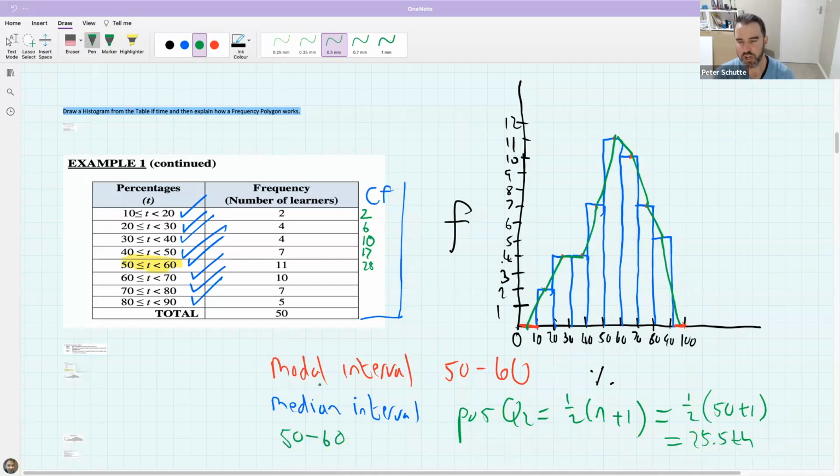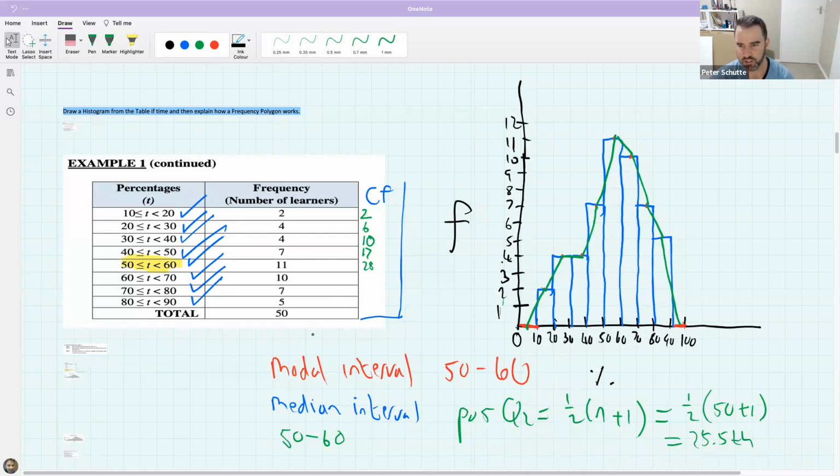Linda, we're going to do ogives after this. The difference between this and ogives is that ogives have the cumulative frequency on the vertical axis, whereas the frequency polygon and histogram have the frequency on the vertical axis. But yeah, they are connected to each other.